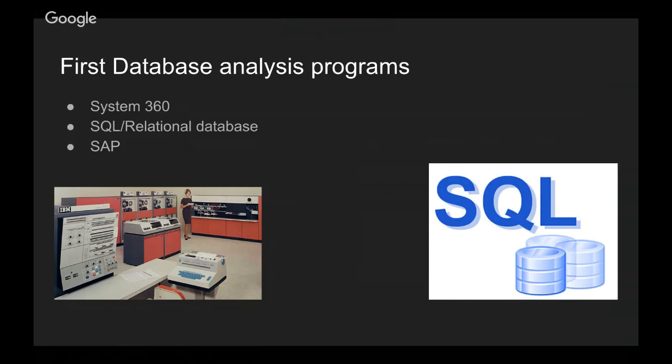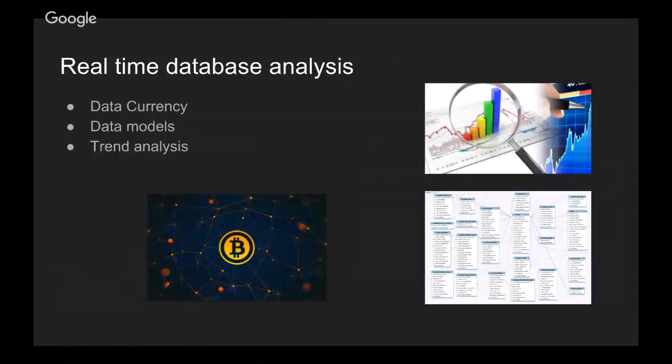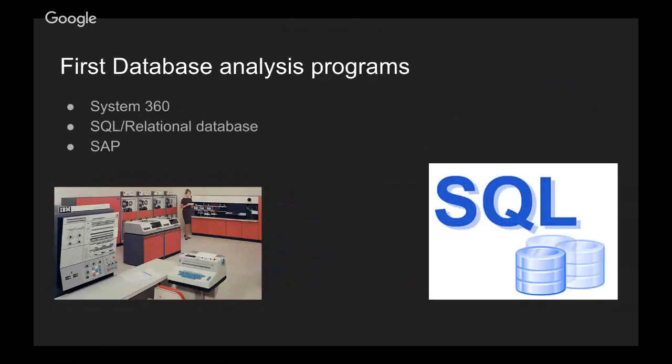Later came SQL, which is a structured query language, and basically this is for relational databases, which is sorting data based on relevance and similarities. And then from that, you can group them together and have a keyword to try and find that data, or just address that data as a whole. And then you have SAP, which is the common program for a lot of big business analysis.